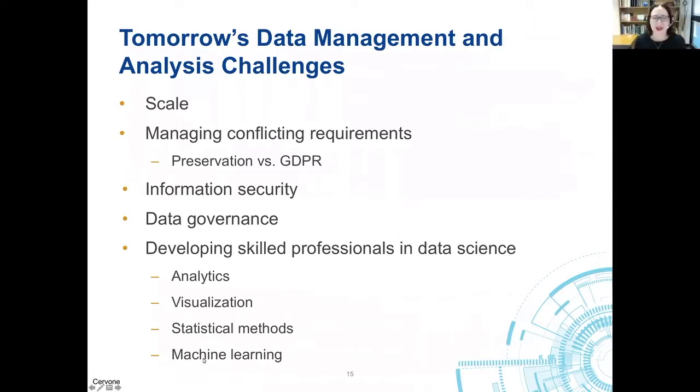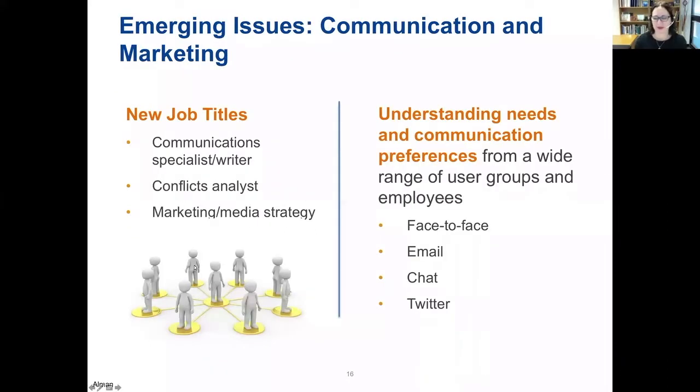Thank you very much, Frank. And Sue, what about you? I think there is going to be more of an emphasis in many larger organizations on focusing on communication and marketing.